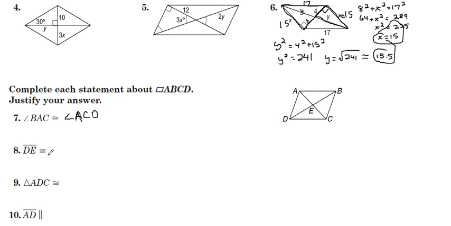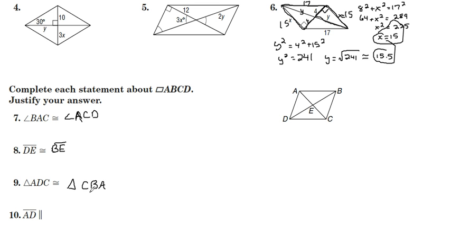Number 8, segment DE is congruent to BE. How do we know that? The diagonals of a parallelogram bisect each other. Number 9, triangle ADC is congruent to triangle CBA. How do we know that? The diagonals of a parallelogram divides the parallelogram into 2 congruent triangles.